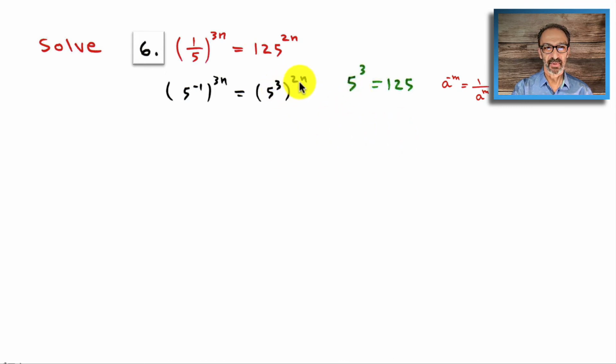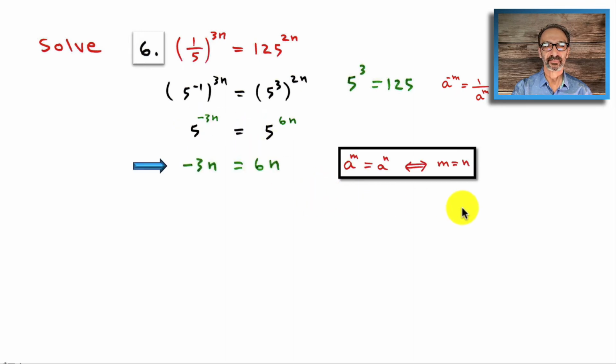Now here I'm going to apply a power of a power by applying the exponents. Same thing right here. Let's do that. -1 times 3n, -3n, and 3 times 2n is 6n. I'm thinking about if I have another typo. Hopefully not. Let's keep going. So 5 to the power negative 3n equals 5 to the power 6n. Now we could use the rule and go to the exponents and make them equal. Negative 3n equals 6n. That's this rule.